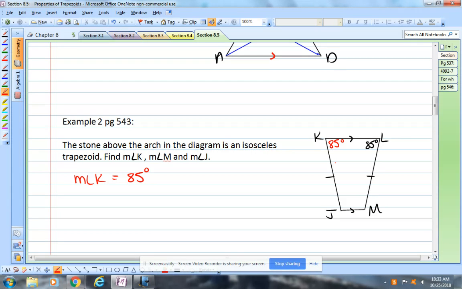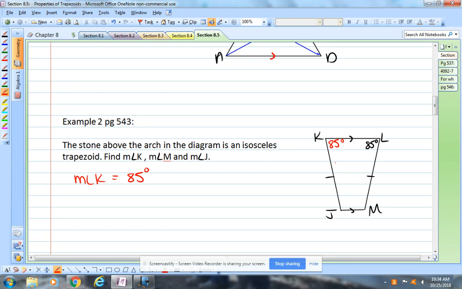What kind of lines are these? Parallel lines, right? So if I were to extend those lines and see that they're parallel lines, then LM would be a transversal, would it not? So if LM is a transversal, what are L and M's angle relationships to each other?